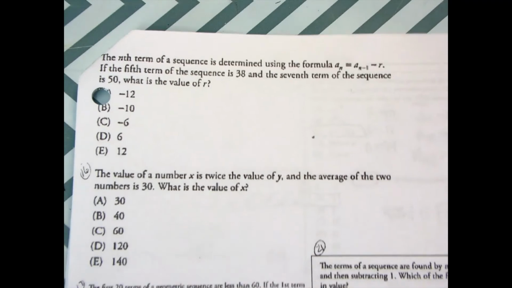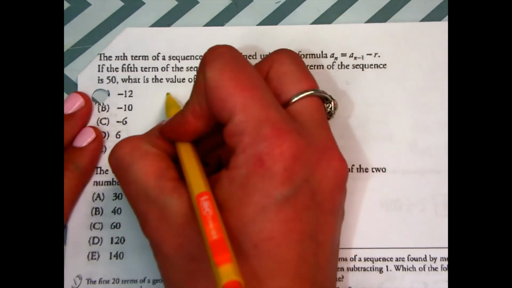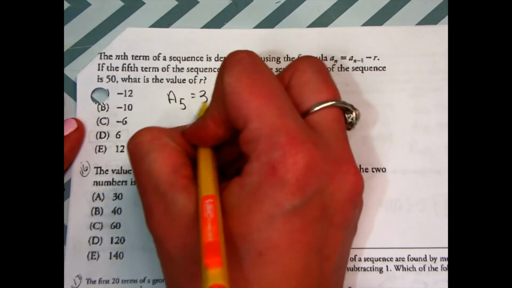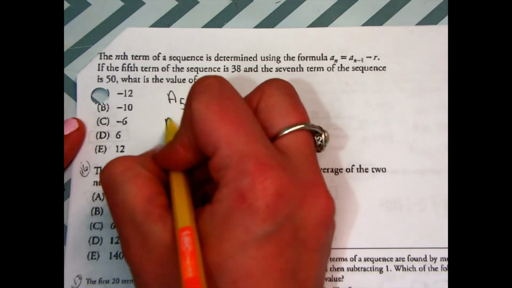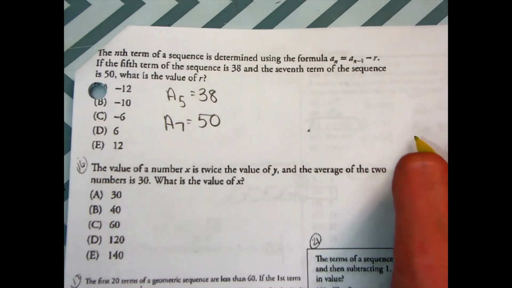All right. Number 15. Again, same pattern idea. It's giving you a formula that we're going to use. So it says, the nth term of a sequence is determined by a sub n equals a sub n minus 1 minus r. If the fifth term, so a sub 5, is 38, and the seventh term is 50, what is the value of r? So what is the value of r?